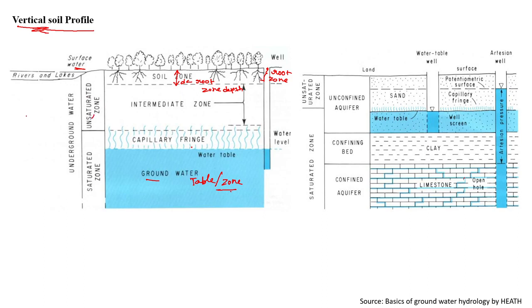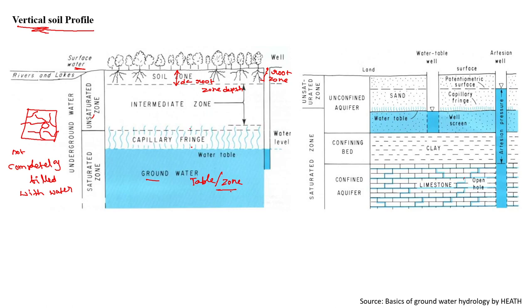Unsaturated means that if we take a block of soil sample, it will have pores which are not completely filled with water. That particular zone we call the unsaturated zone, whereas in the saturated zone, all the pores of the soil sample are filled with water, and here the surface tension force will be zero.